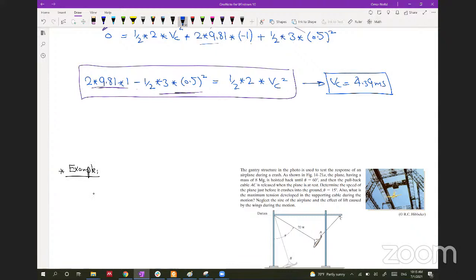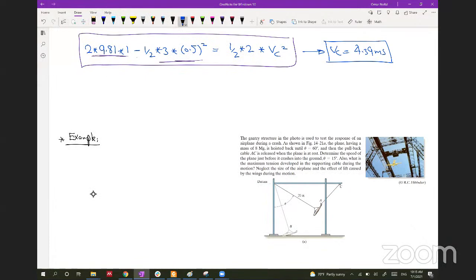Okay, so for this problem, it says that the gantry structure in the photo is used to test the response of an airplane during a crash. As shown in this figure, the plane having a mass of 8 kilogram is hoisted back until theta is equal to 60 degrees. So at this position, theta is equal to 60 degrees, and theta is measured from the vertical, and then the pullback cable AC, so this is a pullback cable, is released, so it will be released from this position. When the plane is at rest, determine the speed of the plane.